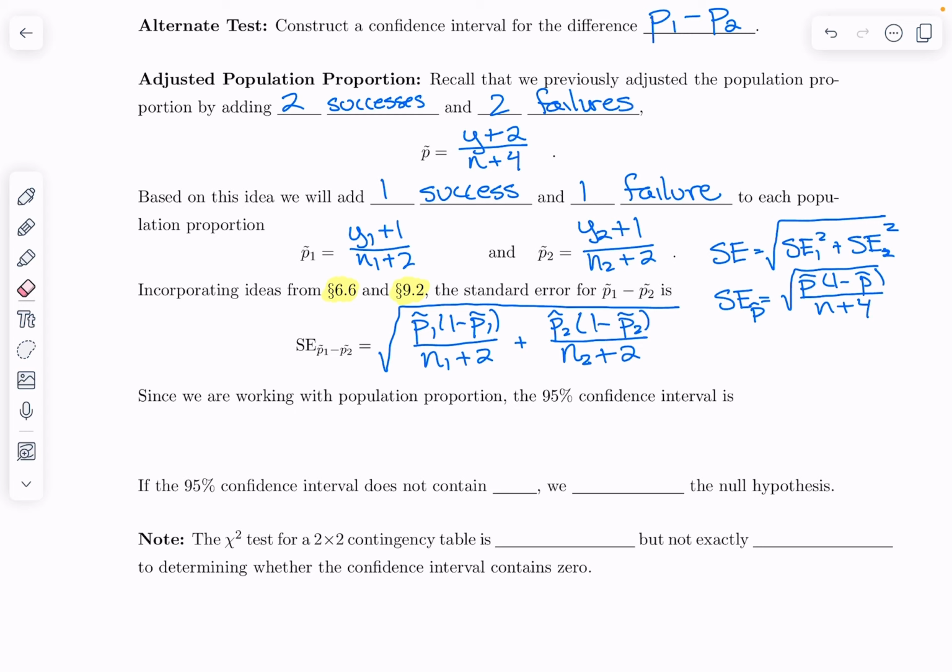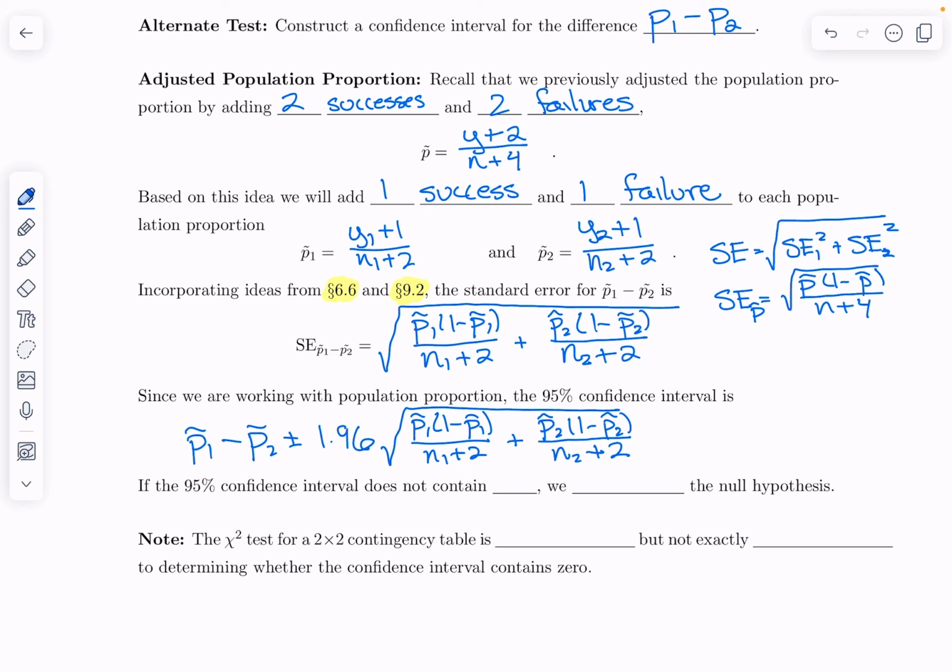So working with a population proportion, our 95% confidence interval will be based on the normal distribution. So we want to take our difference in population proportions, p1 tilde minus p2 tilde, and then do plus or minus 1.96, okay, which is representing our middle 95%. And then I'm going to multiply that by standard error, which is the square root, again, of p1 tilde times 1 minus p1 tilde over n1 plus 2, and then add p2 tilde times 1 minus p2 tilde, and then I'm going to divide that by n2 plus 2. And then if our 95% confidence interval does not contain 0, that means that there's no overlap between the two population proportions and we can reject the null hypothesis.